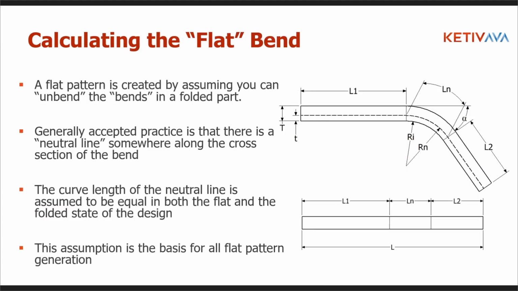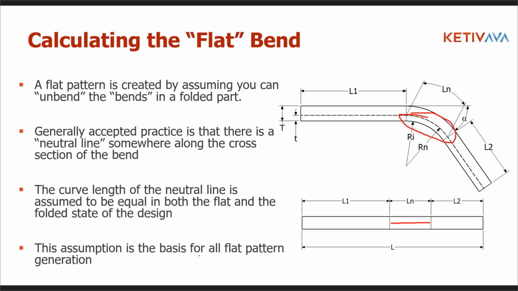So the way that flat patterns are typically calculated is there's an assumption that for each bend, you can actually unbend it, and you have what's called a neutral line there. The neutral line is the dotted line you see here, and this is what your textbook would typically have: this neutral line right here, the curve length in the bent or folded part, should be equal to the length when this is unfolded. And that assumption is the basis of all unfolding and all flat pattern calculations.